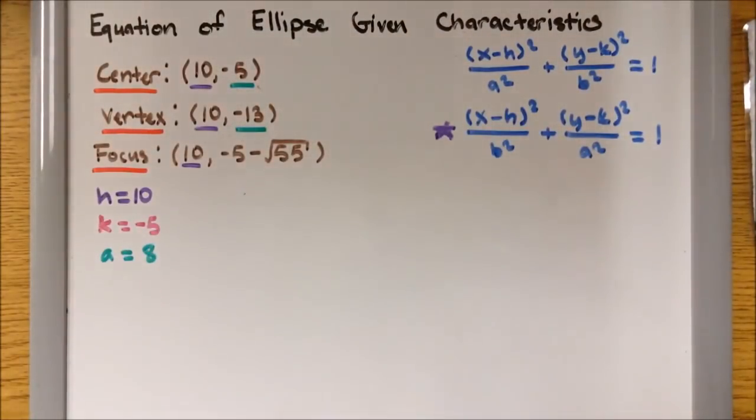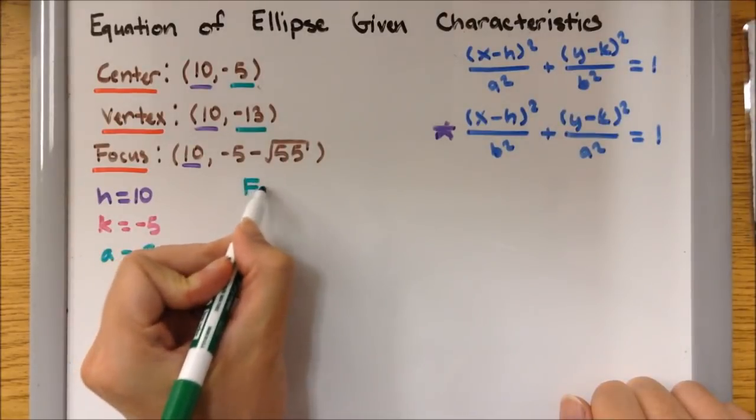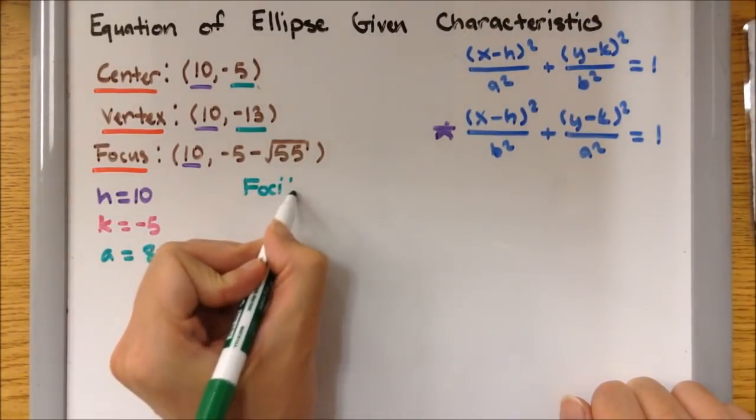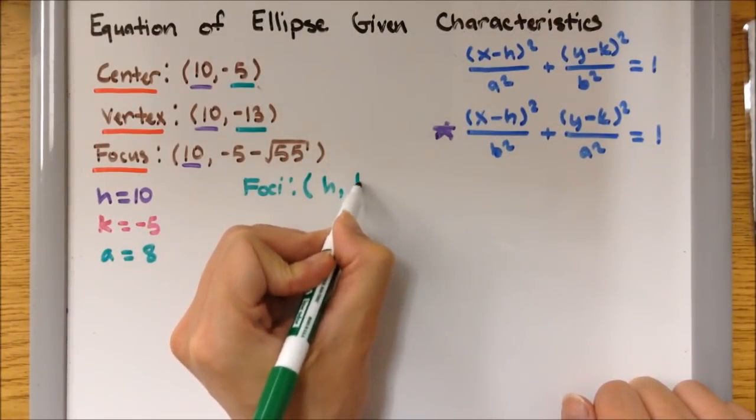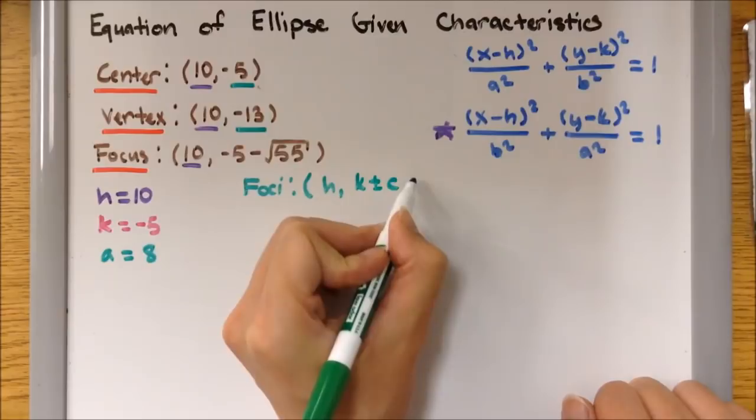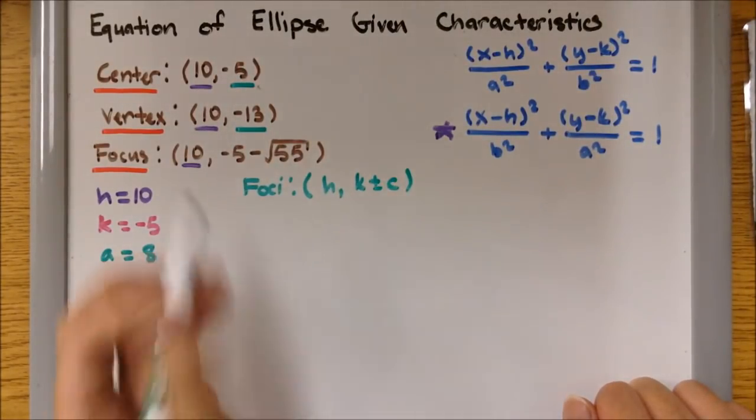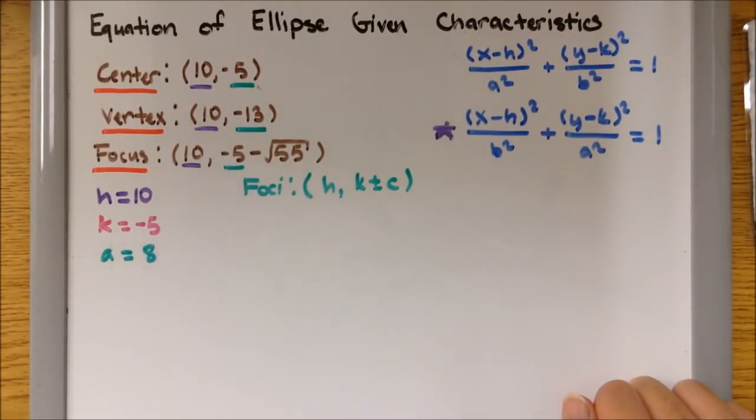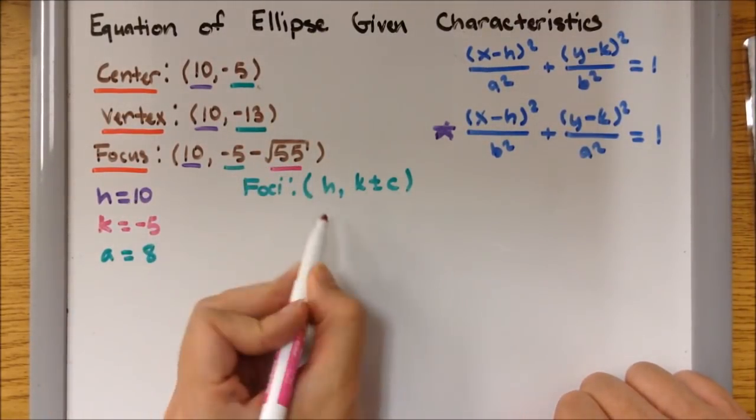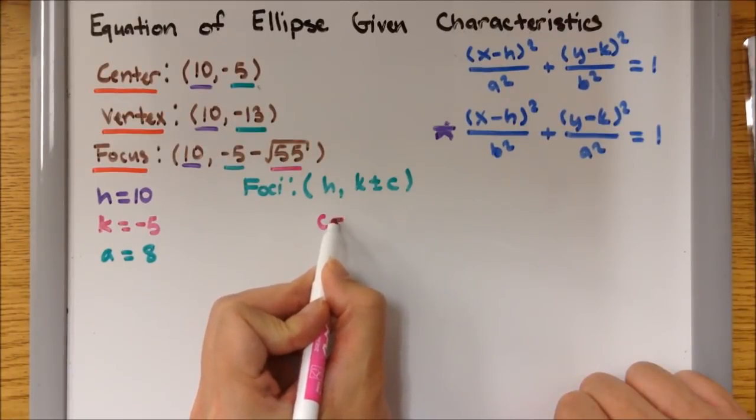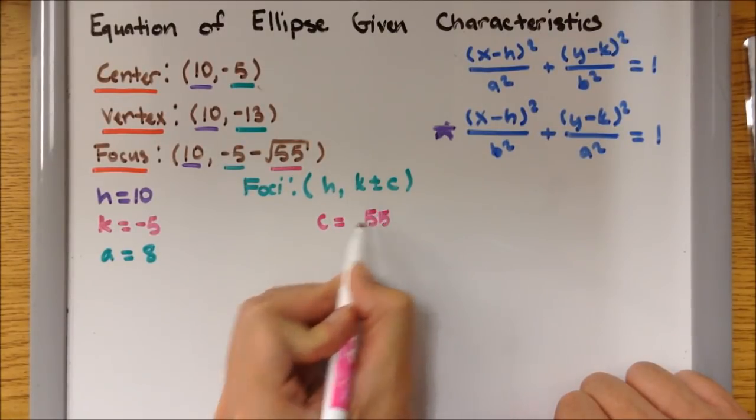Now this is where the focus ties in. Now the form for foci is (h, k plus and minus c). So we already see that -5 is k. So therefore, my c value is this. So c equals the square root of 55.